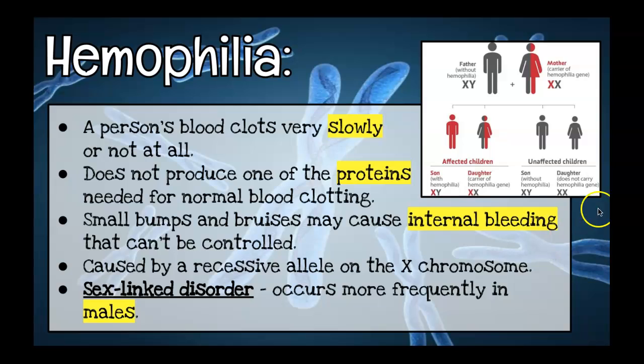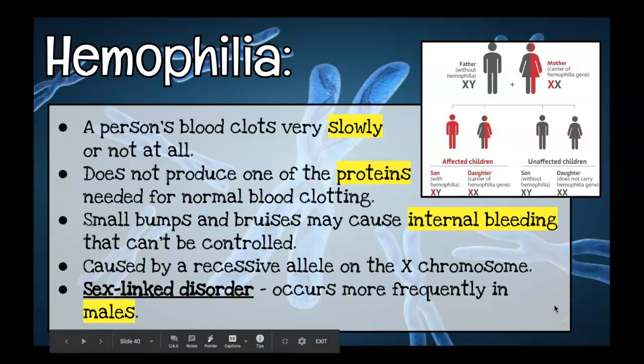Hemophilia is another genetic disorder, where your blood clots really slowly or not at all, because it lacks a protein that's needed for normal blood clotting. In people who have this protein, when you get cut, your blood clots, forms a scab, and the bleeding stops, right? But if people have hemophilia and lack that blood clotting protein, even the smallest bump or bruise can cause internal bleeding or bleeding that cannot be controlled, because the blood doesn't clot and stop the bleeding.